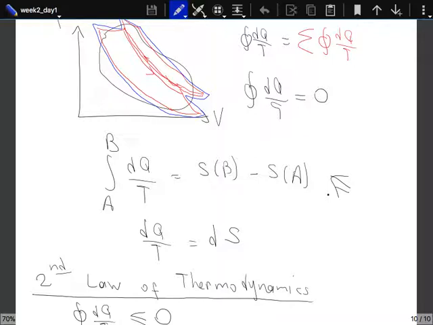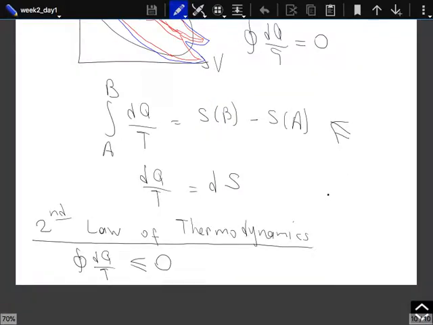But this integral does not depend on the process, does not depend on how we go from A to B. So that is what allows us to define this function S that we call the entropy. Now, of course, our definition was mainly based on a reversible process, a process in which our system at any given instant can be considered as in equilibrium.